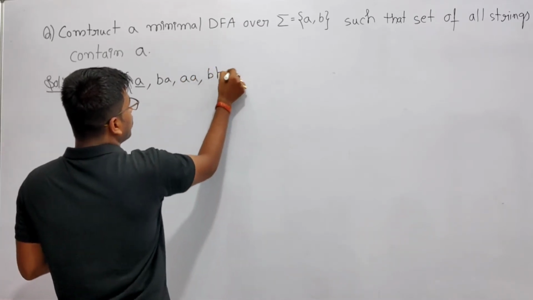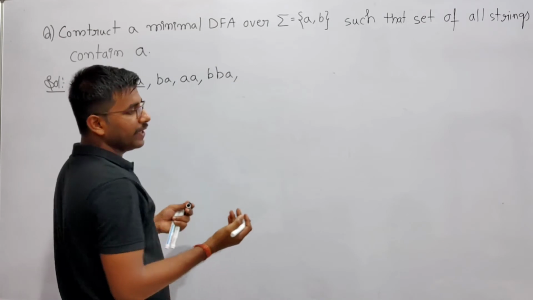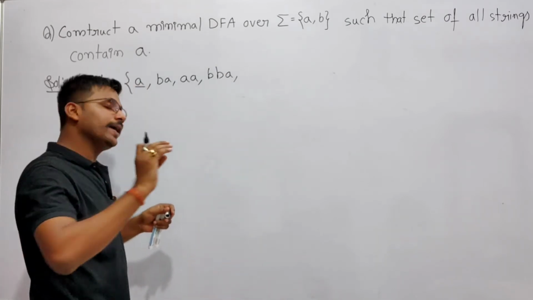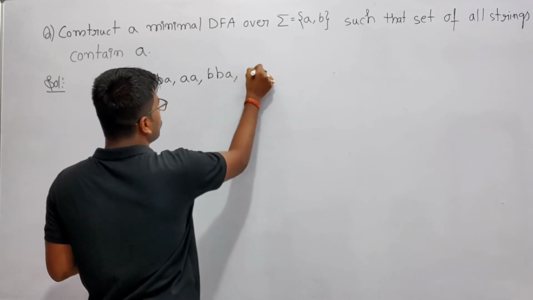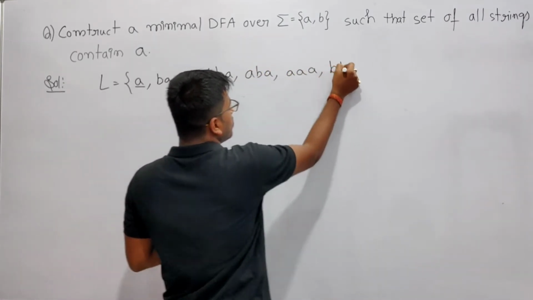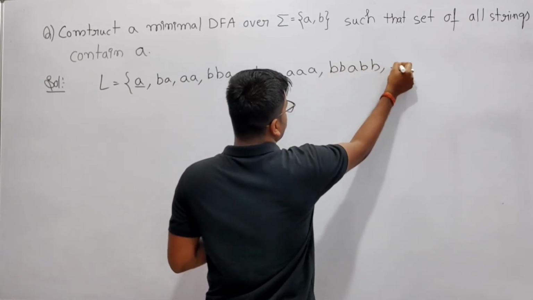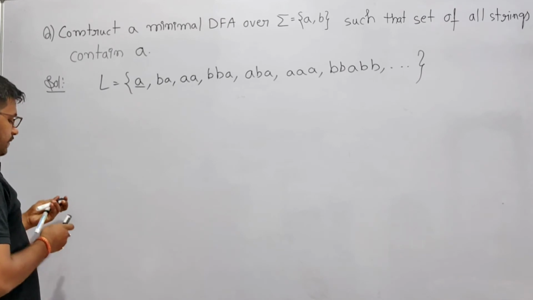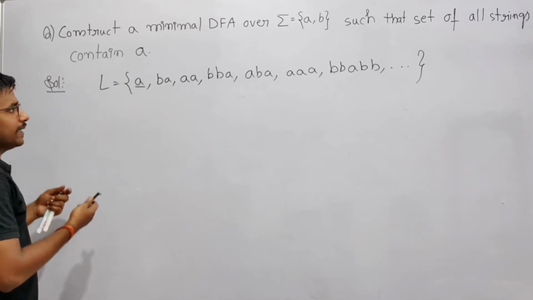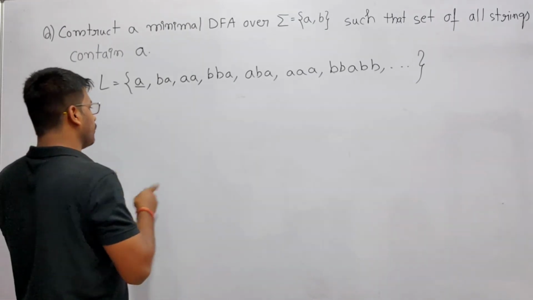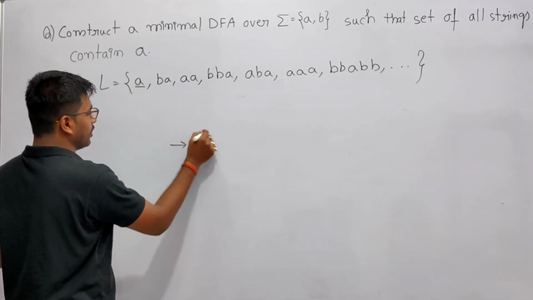B, A, whether at last it is having A or in the beginning or middle, it is not our concern. If it is having only A, accept it, means it belongs to the language. Any number of A contains it, B, like this. So here we will construct a minimal DFA such that if we are having only one A, then accept it, or after that any number of A also if you are having, then also we will accept it.